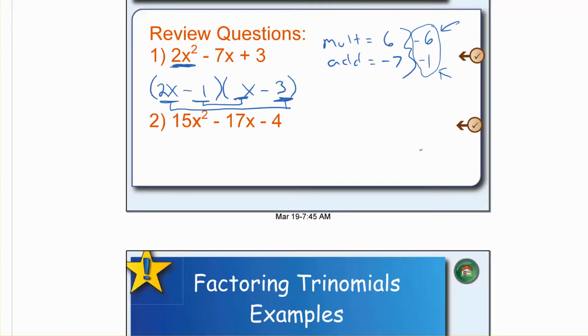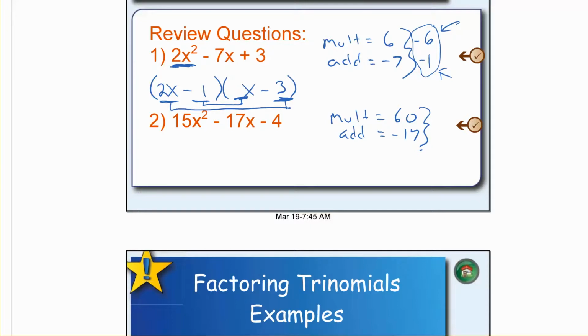So we've got 15 x squared. So they need to be able to multiply to 60, and it's got to be something that adds to negative 17. Those are the numbers we're looking for here.